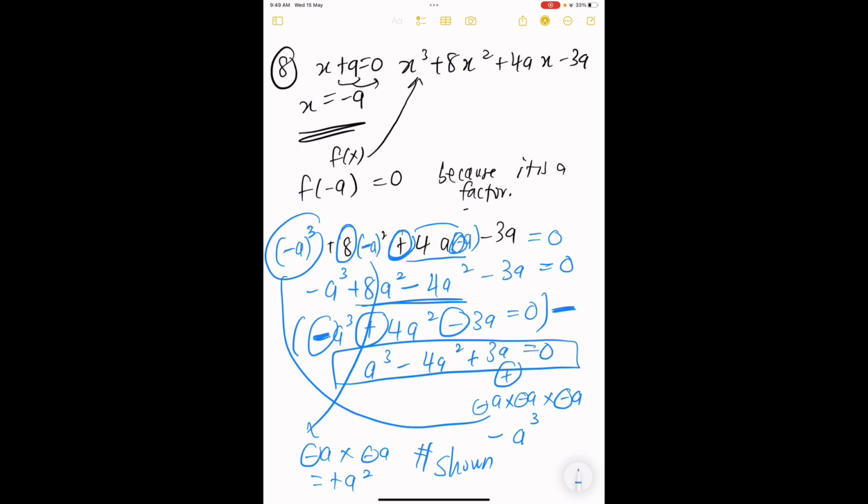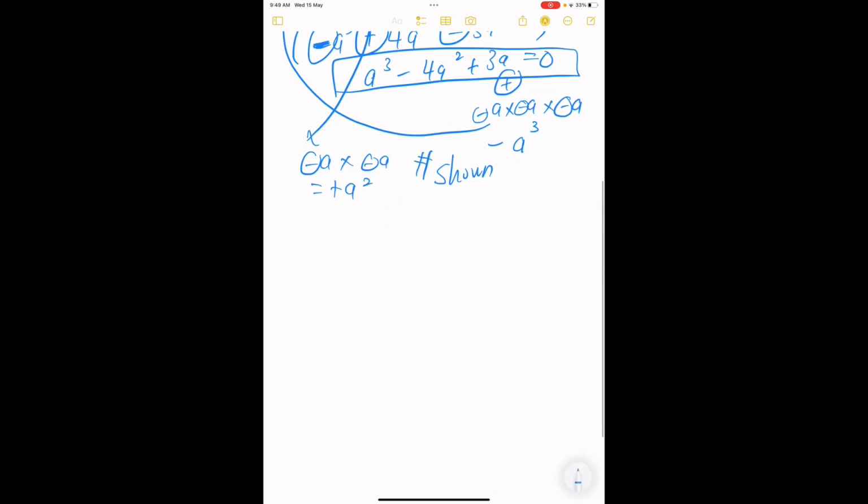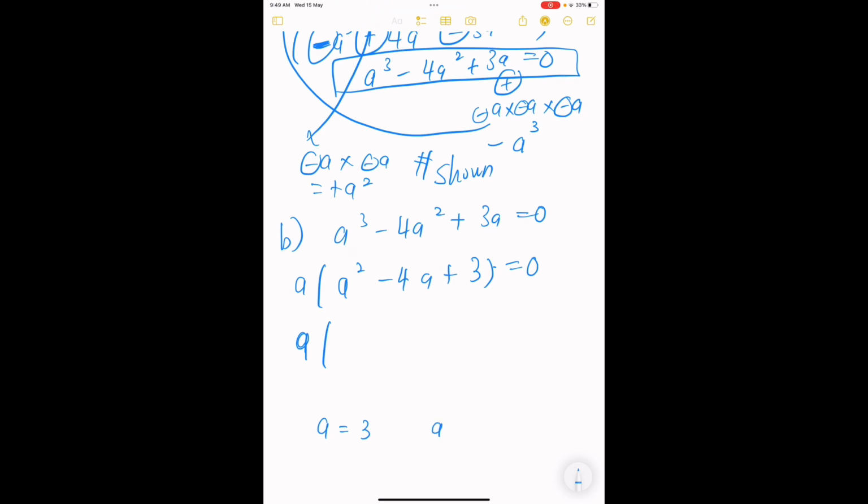Okay. Next for B. Find the possible values of a. So a^3 minus 4a squared plus 3a equals 0. First you factor out a. Then you can use EQN later. By using EQN, you will get a still outside here. You will get a is equal to 3, a is equal to 1, and then your one more a is 0.